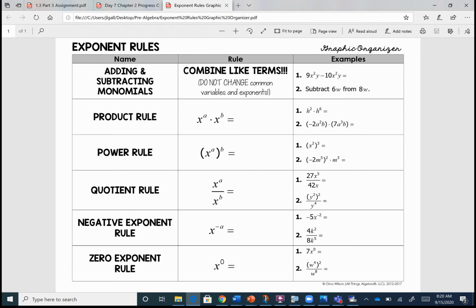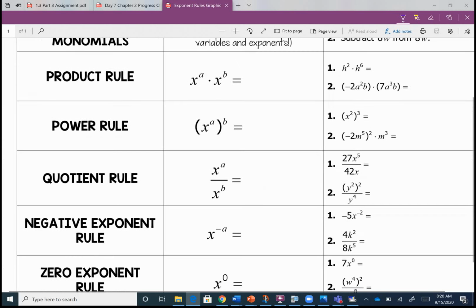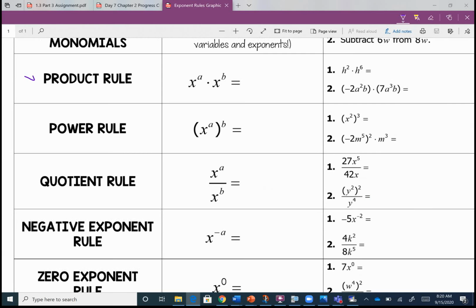We're going to start with, I'm just going to put a little star by it, the product rule. So it's going to be the second row for you, the product rule. That was the very first property we learned.